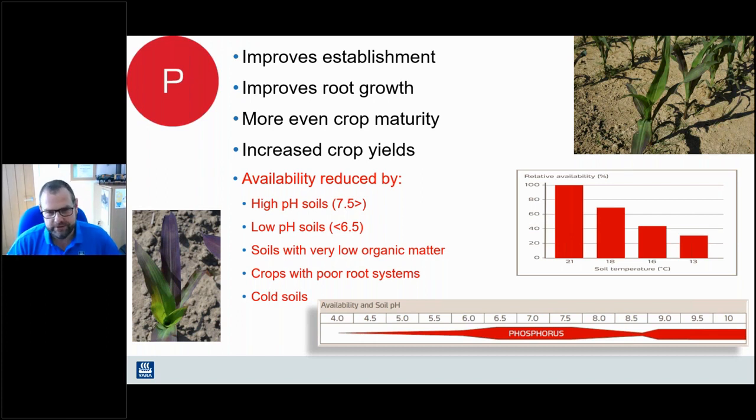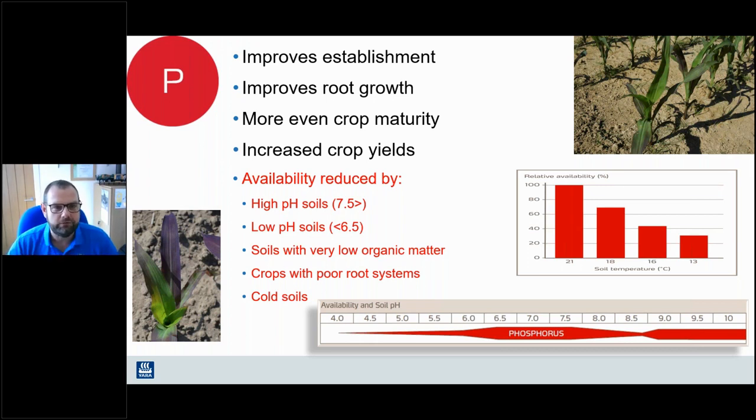We've covered it numerous times with the pH. It's such a narrow band of availability. Anything high or low pH, then we have issues. Poor root systems, we may have phosphate in the soil, but we can't actually access it. So having a good, strong root system is really important for phosphate availability. And soil temperature. As soils warm up, phosphate becomes more available. So cold, wet soils, real negative impact.